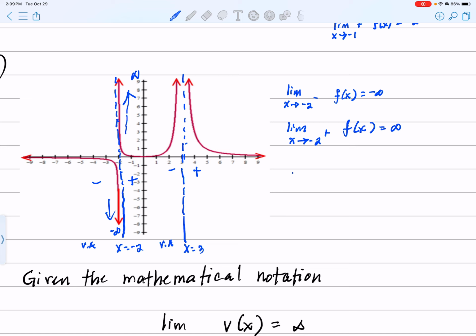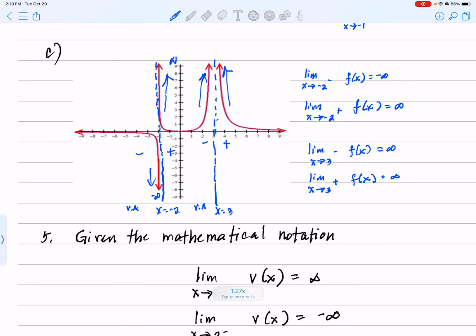Let's look at the other one. As X approaches 3 from the left, the function of X. Let's look at the left of 3. It's going up, right? So that means the function is positive. The limit as X approaches 3 from the right, the function of X. Look at the right of 3. It's going up. That means it equals positive infinity. That is how the graph goes.